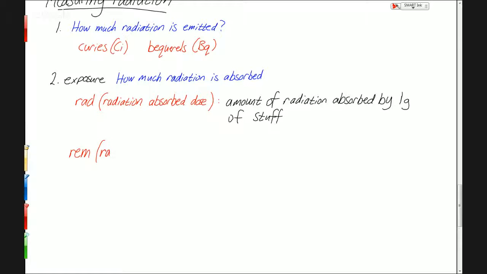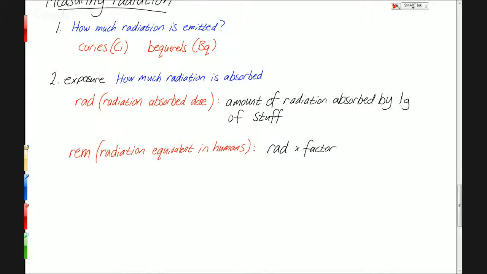Rem stands for radiation equivalent in humans. So this is specific to humans, and it's just the number of rads above times this specific factor. And the factor tells us something about how dangerous the radiation is. So this discriminates between different types of radiation.